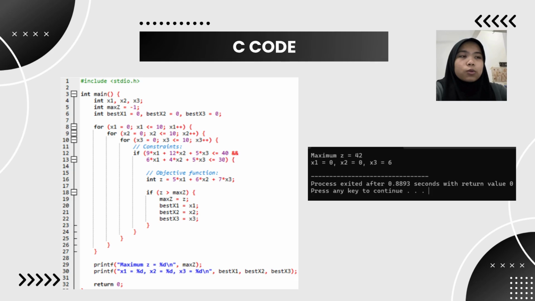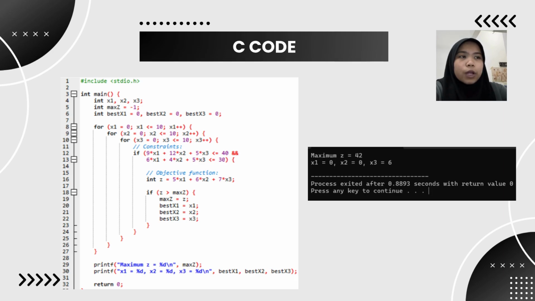So let's walk through the code. You can see here I use 3 for loops to try values of x1, x2 and x3 from 0 to 10. So inside the loops, we check whether the combination satisfies both constraints, and if it does, we calculate the value of the objective function z. So we keep track of the highest value of z found and store the corresponding values of x1, x2 and x3. So you can see a small part of the code where there is an if condition. This part checks whether the current values of x1, x2, x3 satisfy both constraints.